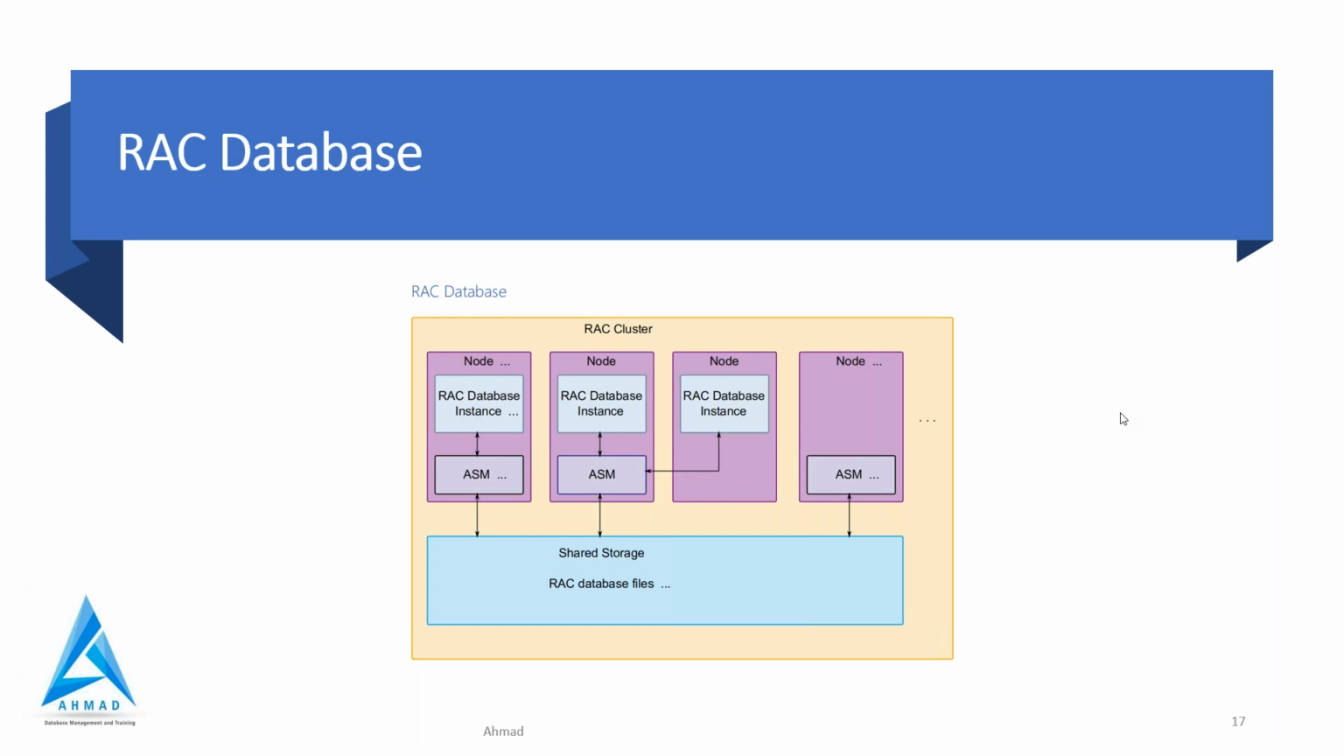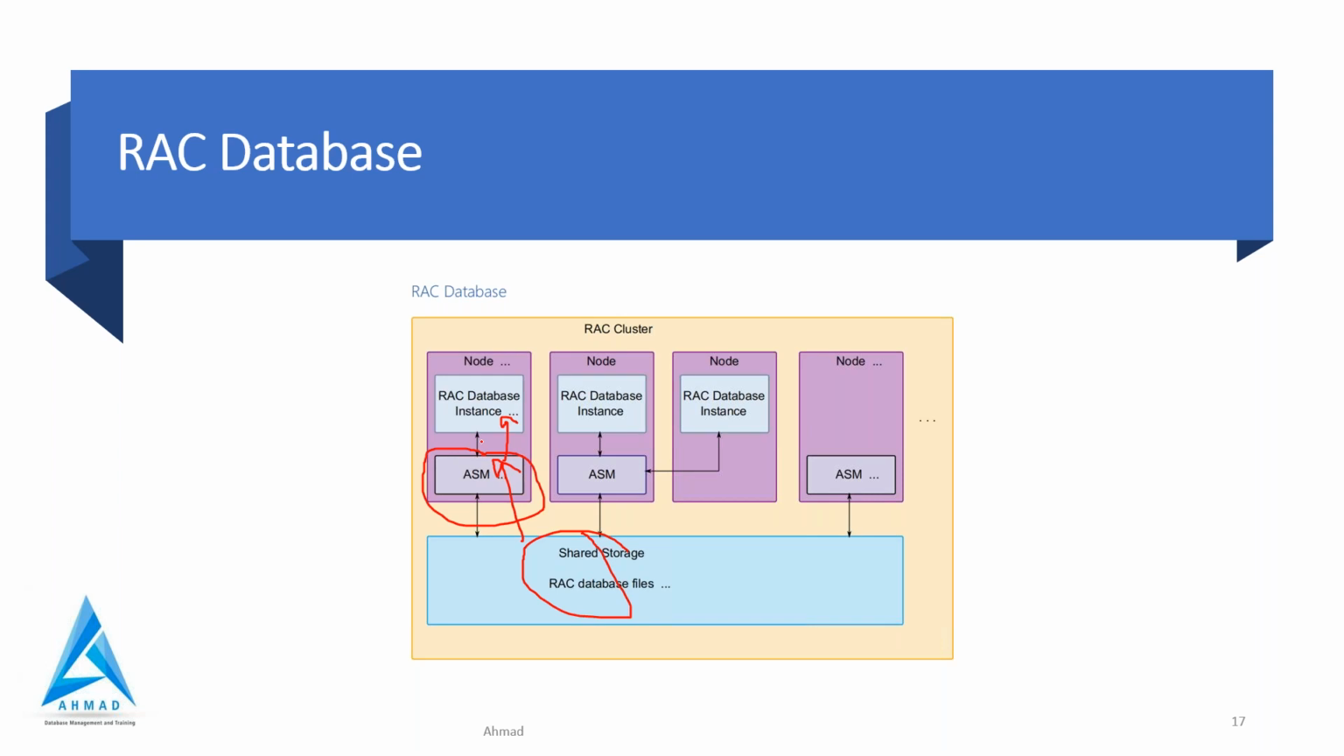So now come to the RAC database. As I said, in a RAC database we have multiple instances, and a RAC database basically is a single database, a set of database files which reside on the shared storage. And the shared storage is basically provided by an ASM instance. If you see the figure, we have the shared storage, and after that we have the ASM instance, then we have the RAC instance. So this plays an important role.